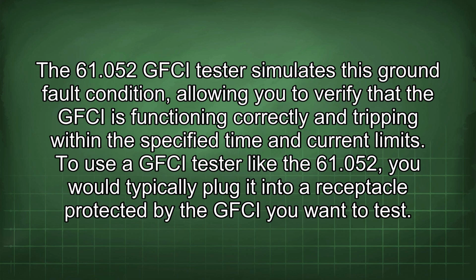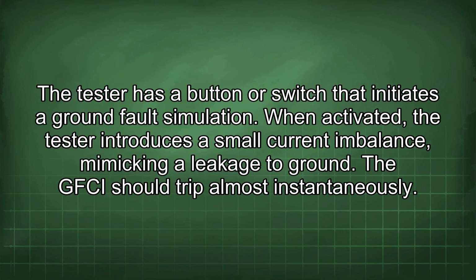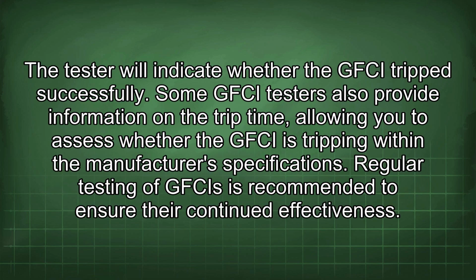To use a GFCI tester like the 61.52, you would typically plug it into a receptacle protected by the GFCI you want to test. The tester has a button or switch that initiates a ground fault simulation. When activated, the tester introduces a small current imbalance mimicking a leakage to ground. The GFCI should trip almost instantaneously. The tester will indicate whether the GFCI tripped successfully. Some GFCI testers also provide information on the trip time, allowing you to assess whether the GFCI is tripping within the manufacturer's specifications. Regular testing of GFCIs is recommended to ensure their continued effectiveness.